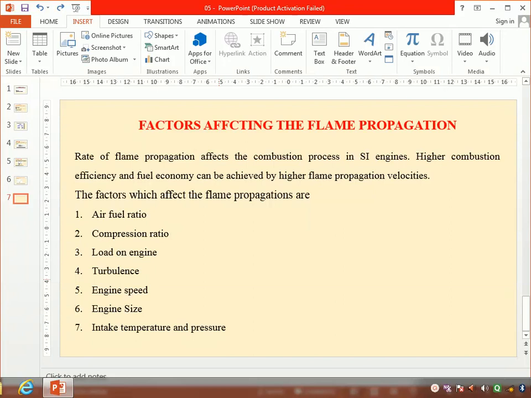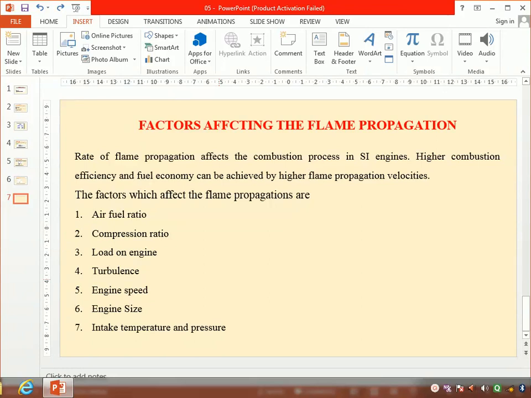Load on the engine. When the load increases, the flame speed also increases, because the load increases the cyclic pressure inside the combustion chamber, thereby it reduces the delay period, and thereby it increases the flame velocity. At lower load the combustion is poor, which results in higher emissions and also a lower flame propagation or flame speed. So it is desirable to operate the engine at higher load.